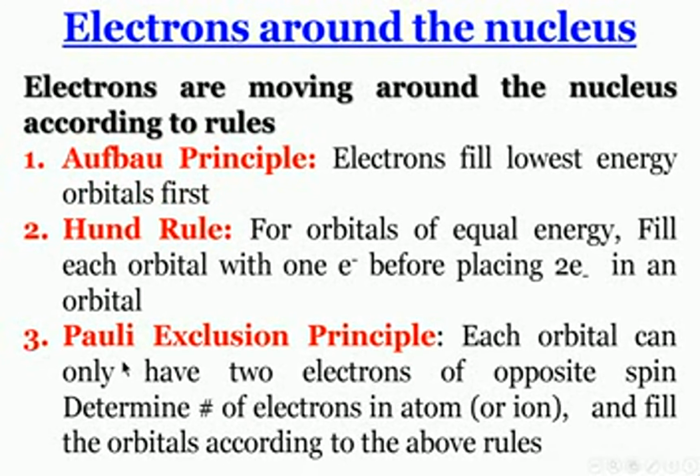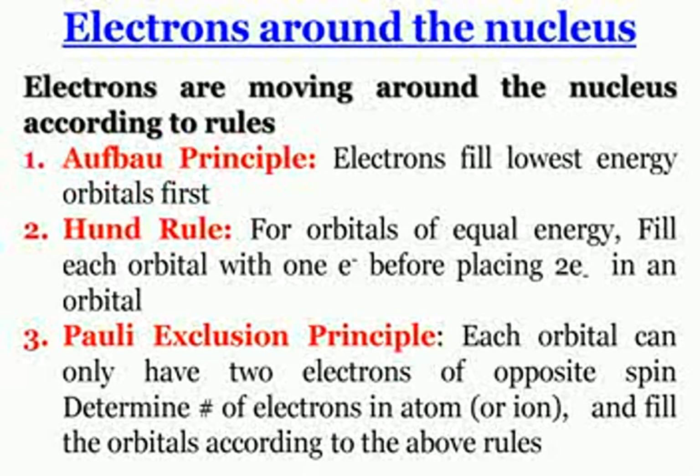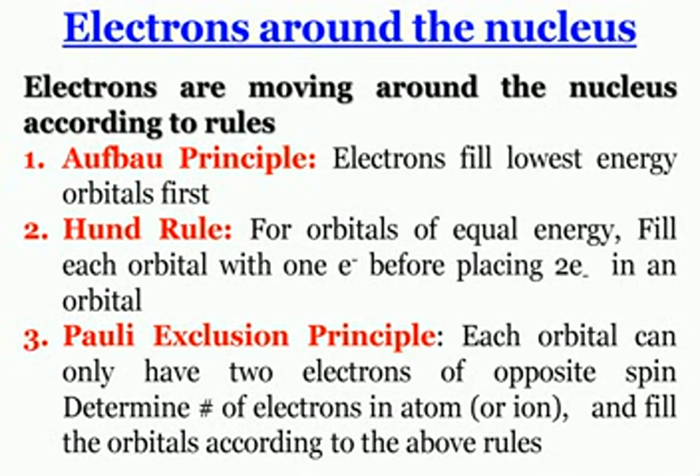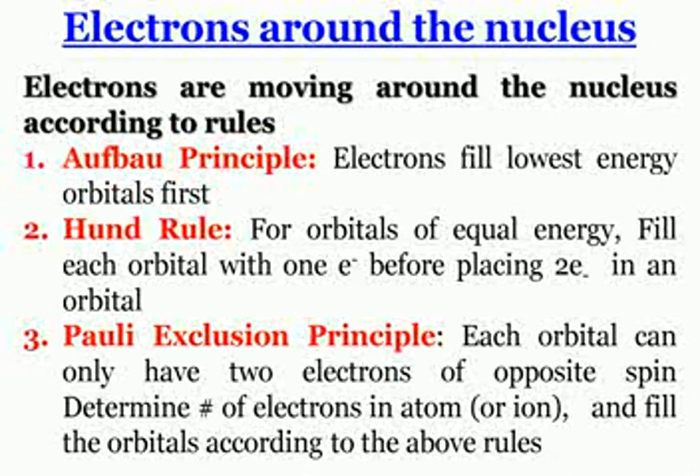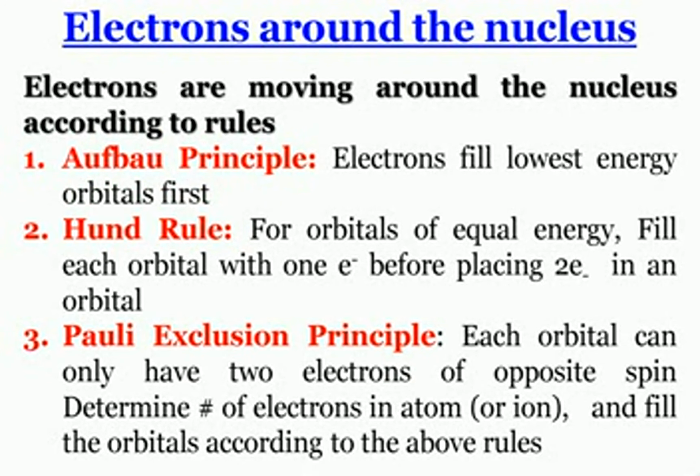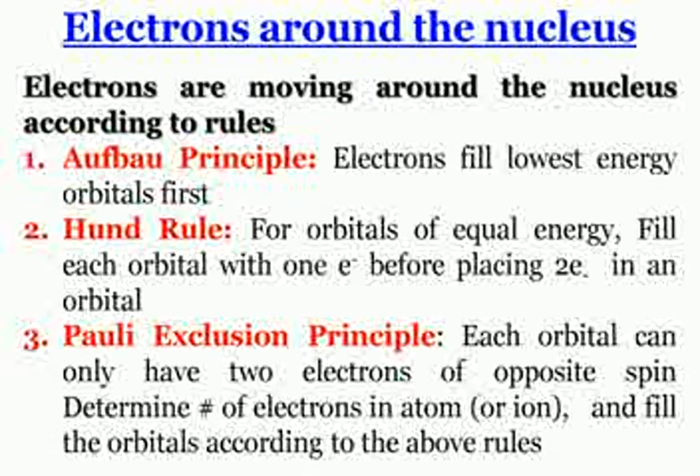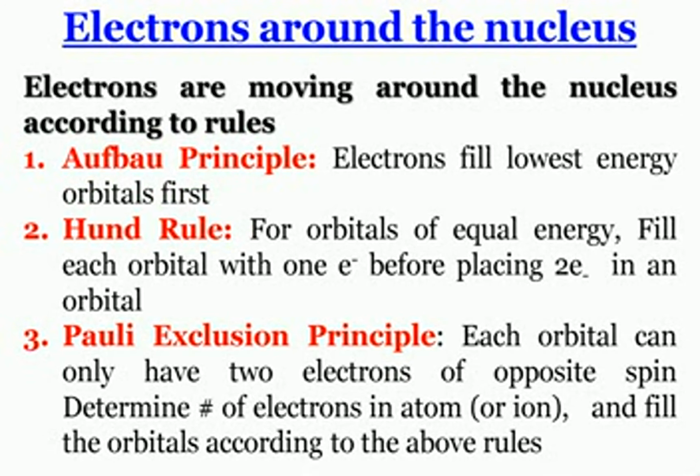And the third principle is the Pauli exclusion principle that states it's impossible to find at the same time 2 electrons of the same set of quantum numbers n, l, ml, and ms. It's possible to find 2 electrons of the same n, l, and ml, but never of the same ms.